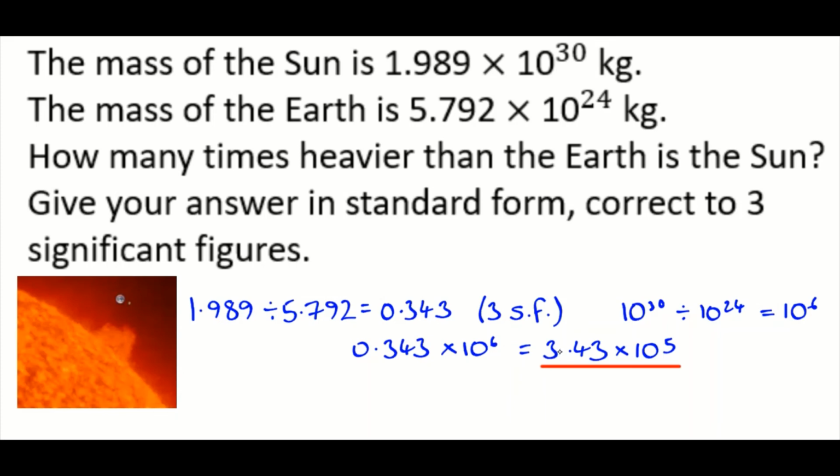But we want to write that as 3 before the decimal point and then the rest of the digits, so 3.43. But this number is 10 times smaller than this one, so we need to make it 10 times smaller. So instead of 10 to the 6, we write 10 to the 5, and then the units were kilograms for both of these objects. So the final answer, 3.43 times 10 to the power of 5 kilograms.